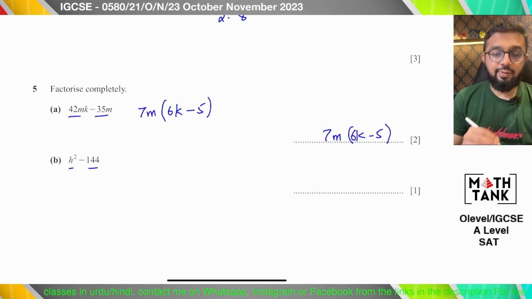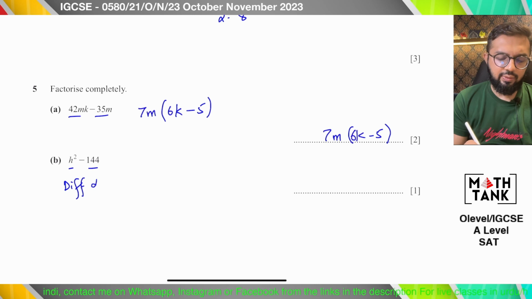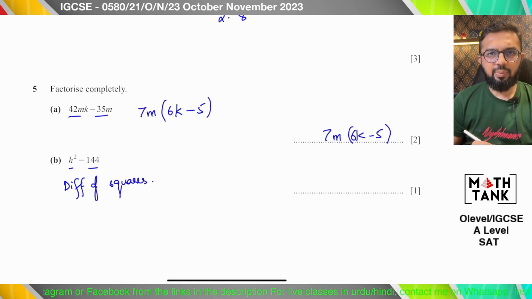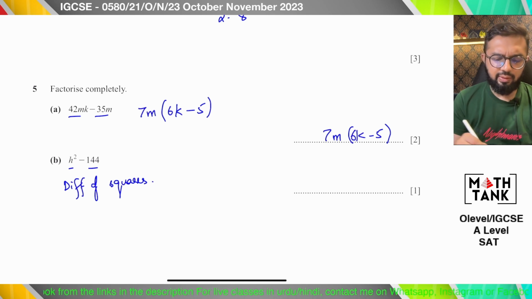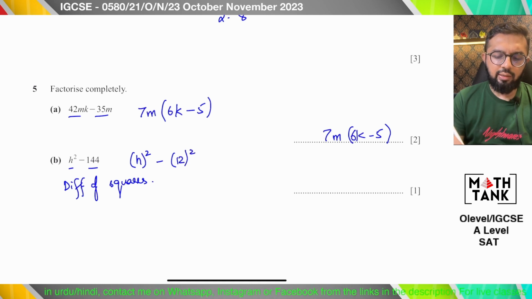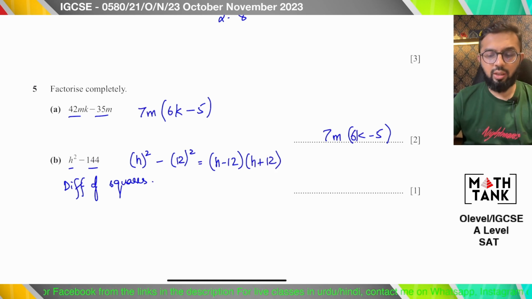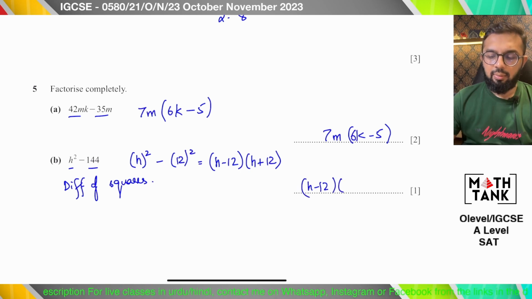This is a difference of squares, as you must have studied. It's called difference of squares. Whenever you have two terms that seem like perfect squares, even if they don't seem like perfect squares, you can still factorize. You can say that this will be the square of h and this will be the square of 12. And this can be factorized to h minus 12 and h plus 12. This is a squared minus b squared factorized to a minus b and a plus b.